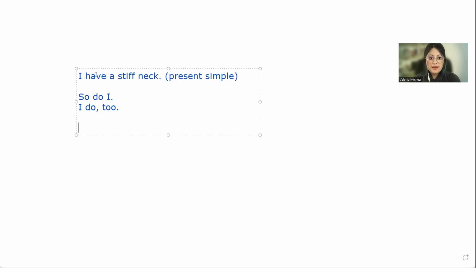When do I use have in my answer? When I'm talking about the present perfect. I have never had a stiff neck. That one would be correct. That wouldn't be the present simple, that would be the present perfect.